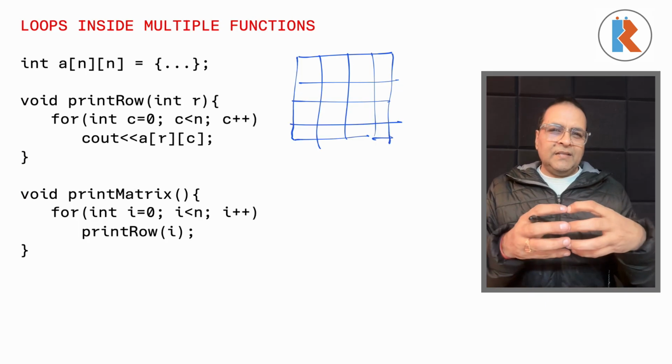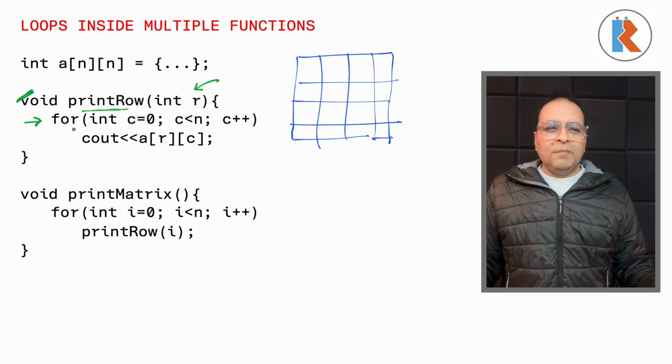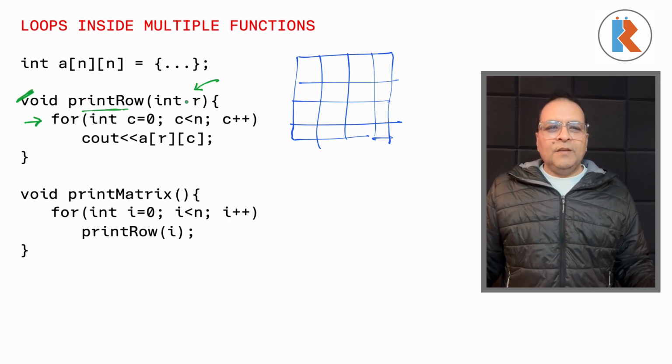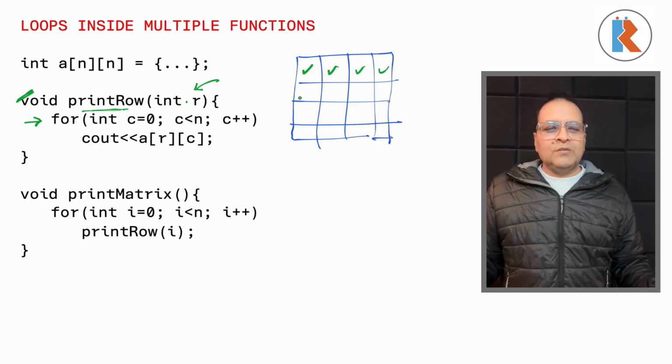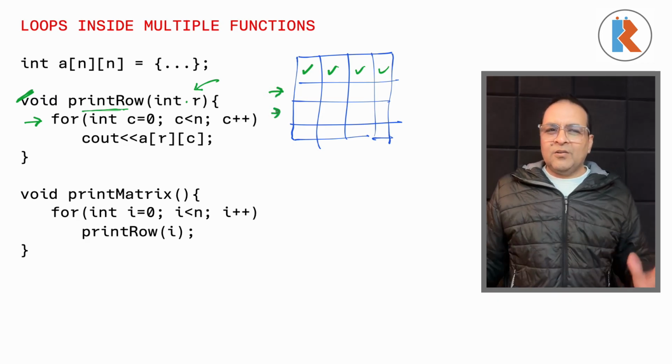Let's say we have divided this into two separate functions. This function print row will receive a row as parameter and it will print only that particular row. So it will print all the columns of that row. If row is 0, then first it will print this value, then this value, then this value, then this value, and then it will stop. If the row is 1, then it will print all the elements of the first row. If the row is 2, then it will print all the elements of the second row and like that.